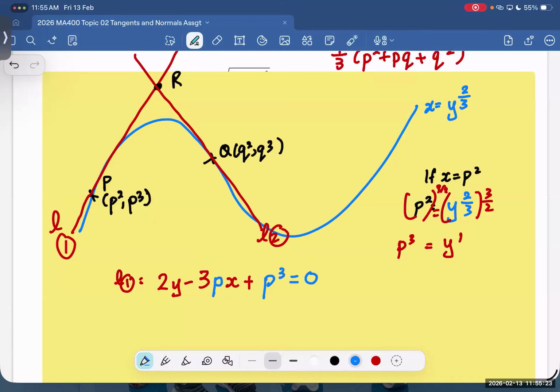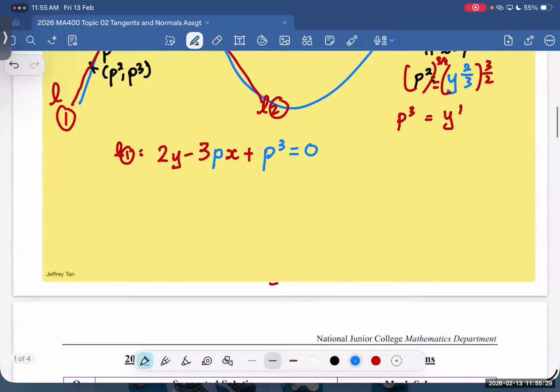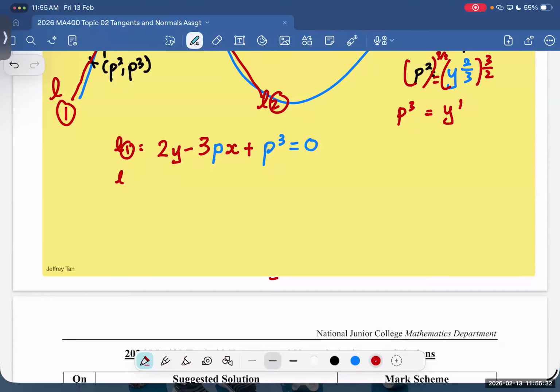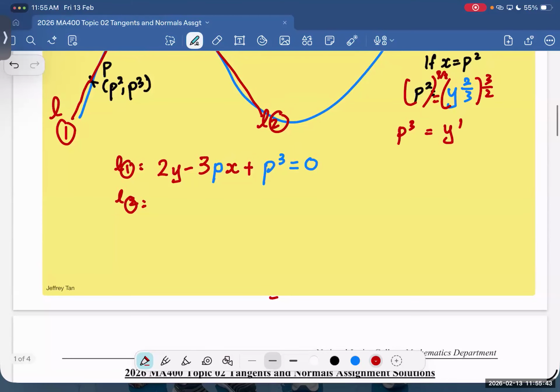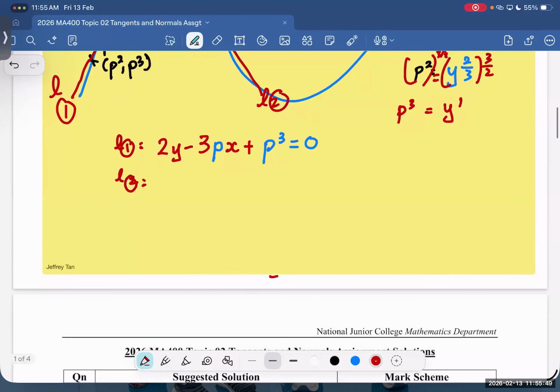But you got the right answer. Well, show it to me, let me see how you did it. I got the equation using y minus y1. Same. You're basically doing part B again. Usually teachers don't penalize when you do extra work, so it's okay. For line 2, same. You can see now it's 2y minus 3qx plus q cubed equals 0.